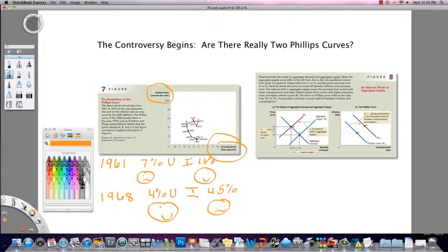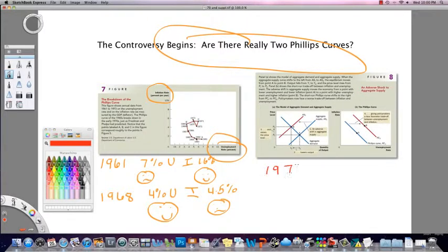1970s, people began to question the Phillips curve. And so I want to know, are there really two Phillips curves? So let's take a look at the data from 1970. All right, so let's look at 1973. In 1973, you can see that the unemployment rate was 5.3%. You can see that the inflation rate of 1973 was almost 6%.